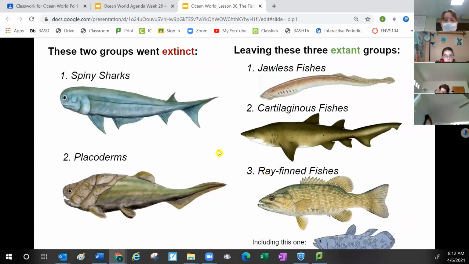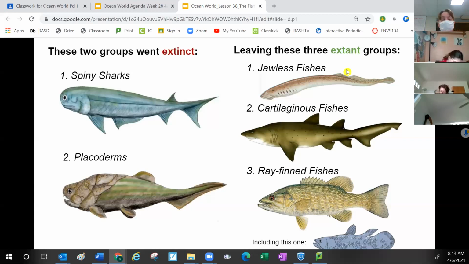Okay, so the main groups of fishes, two of them are now extinct, but they did initially come to be, and they were called the spiny sharks and the placoderms. Placo means plated, so these placoderms had like a plated covering to their bodies. And there is actually a current fish that has a little bit of plating on it, which we'll talk about. The three, what we call extant, extant means in current existence. So it's the opposite of extinct.